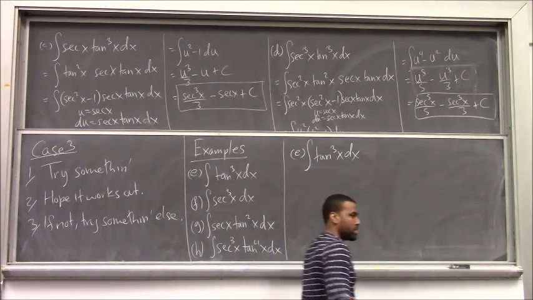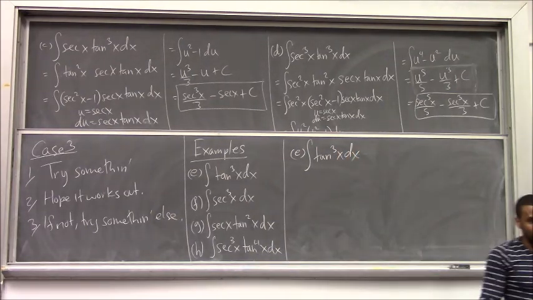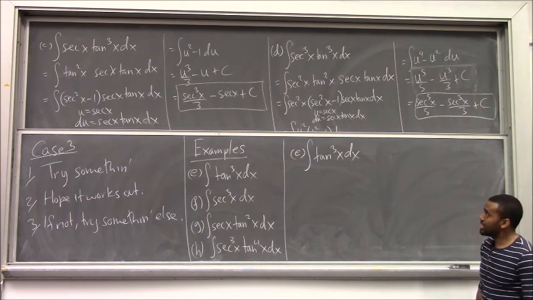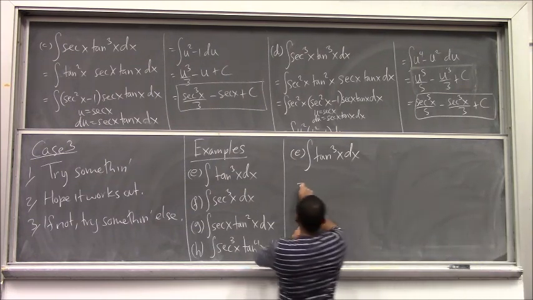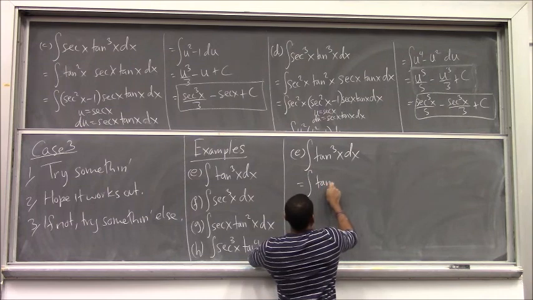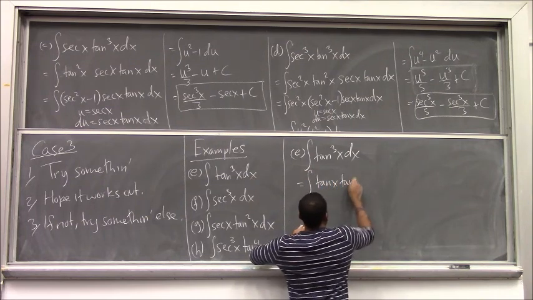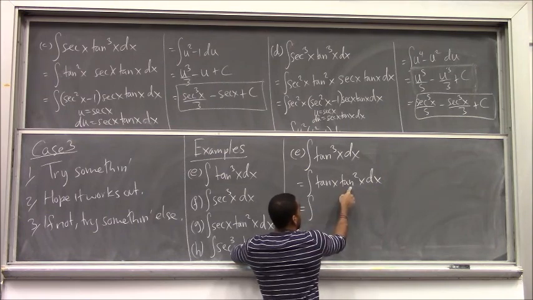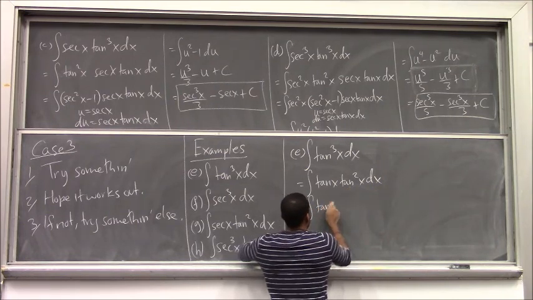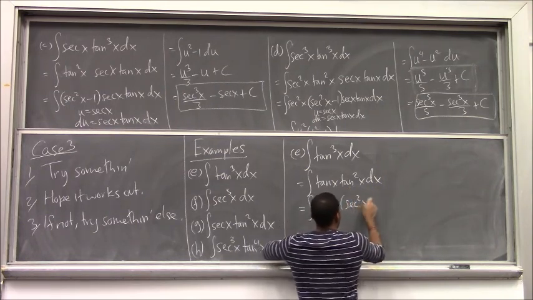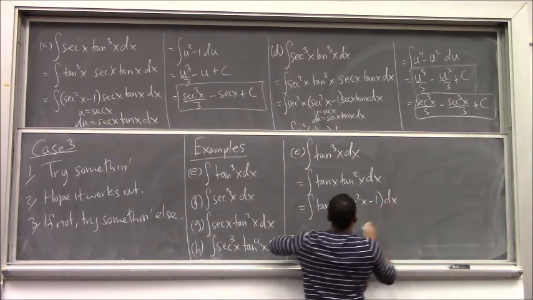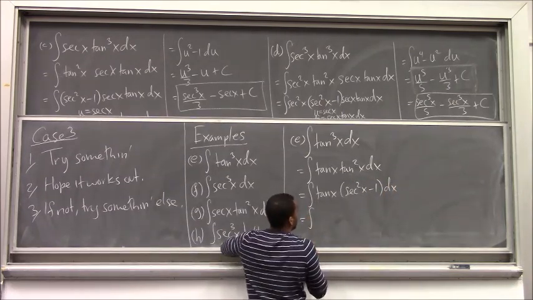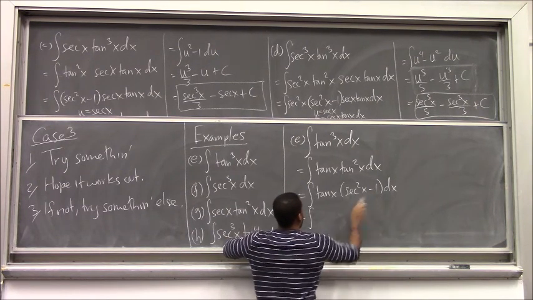Okay, try some. What do you think? Give me some ideas. Pull out tan squared. Change it using the Pythagorean identity. Change tan squared to secant squared minus 1. Then sub u for tan x. The minus 1 messes it up. Yes, it does.